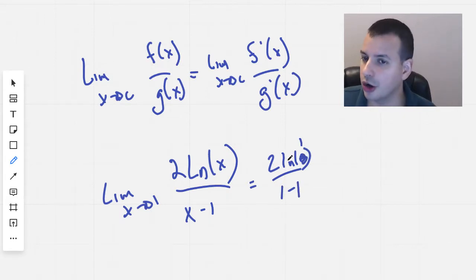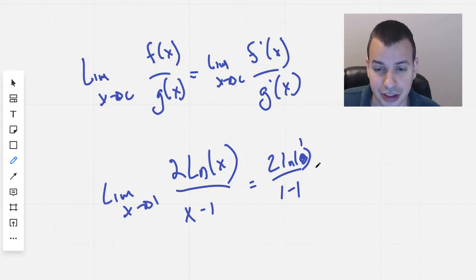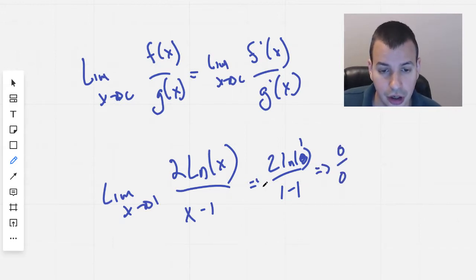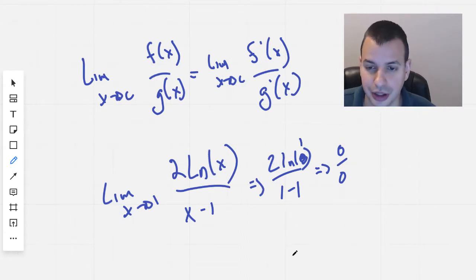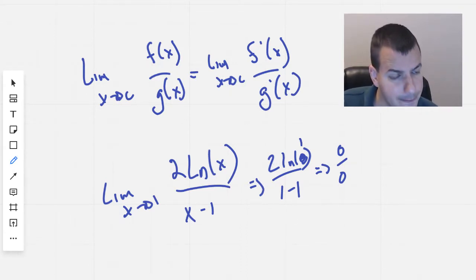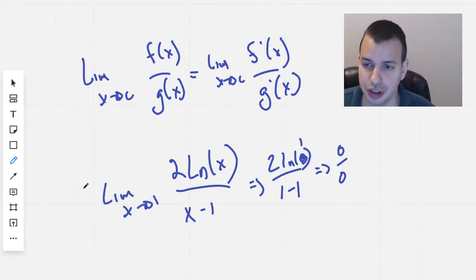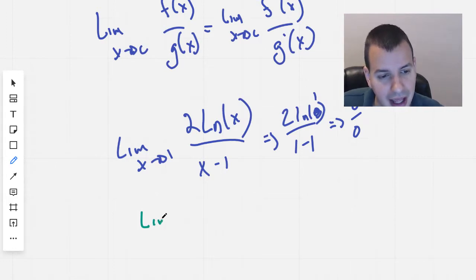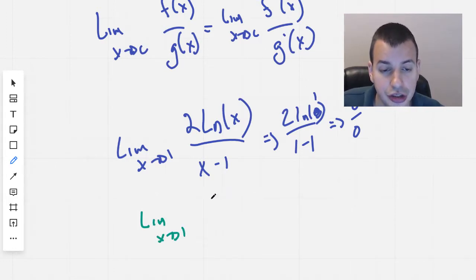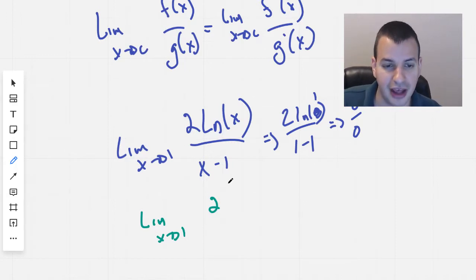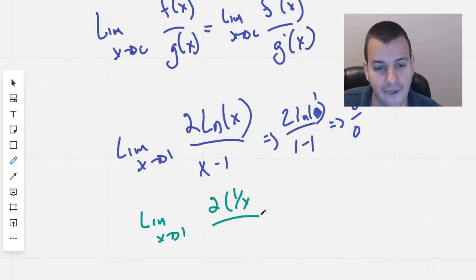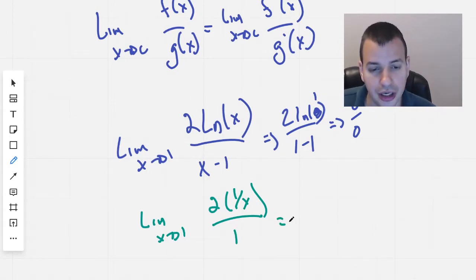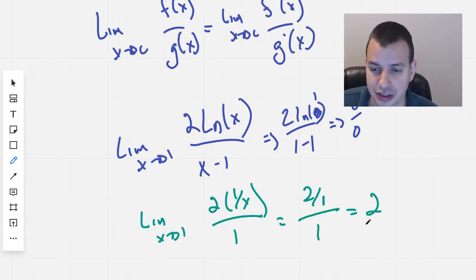Natural log of 1 equals 0. And so this gives us 0 over 0, which we can't really do anything with because it's indeterminate form. But this gives us an opportunity to use L'Hopital's rule. So we take the derivative of the top, take the derivative of the bottom, limit as x approaches 1. The derivative of natural log of x is 1 over x, and the derivative of x is 1. Then when we plug in 1 here, we have 2 times 1 over 1, which just gives us 2.